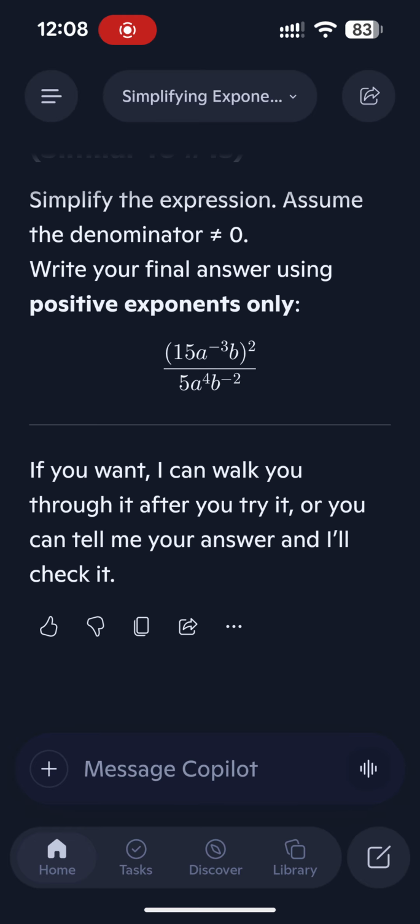And once you're done, then you can tell it, if you want, to walk you through it after you try it. Or you can tell it your answer and it'll check it. So if you come up with an answer, I would put the answer in. You might have to draw it on a piece of paper, take a picture of it, and then upload it to Copilot with your phone so it can take a look at the answer and it'll tell you if it's right, and if it's not, it'll walk you through it, and then you can practice another one.